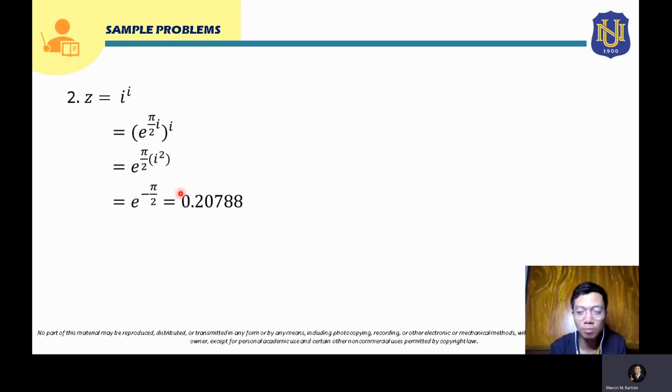Take note that e raised to negative pi over 2 is actually a constant. If you input that in your calculator, there is actually a value. That will be 0.200788. So this will now be the answer for this problem. Okay, so let's proceed.